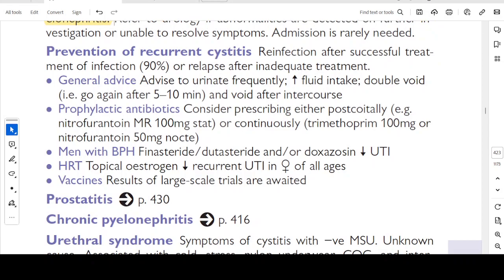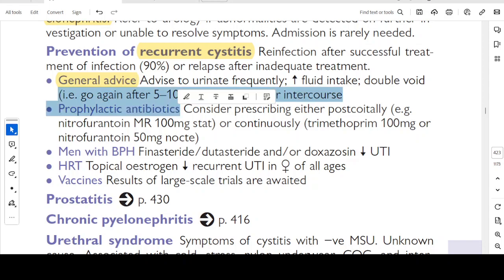Prevention of recurrent cystitis. Reinfection after successful treatment of infection 90%, or relapse after inadequate treatment. General advice: advise to urinate frequently, increase the fluid intake, double void (go again after 5 to 10 minutes), and void after intercourse.